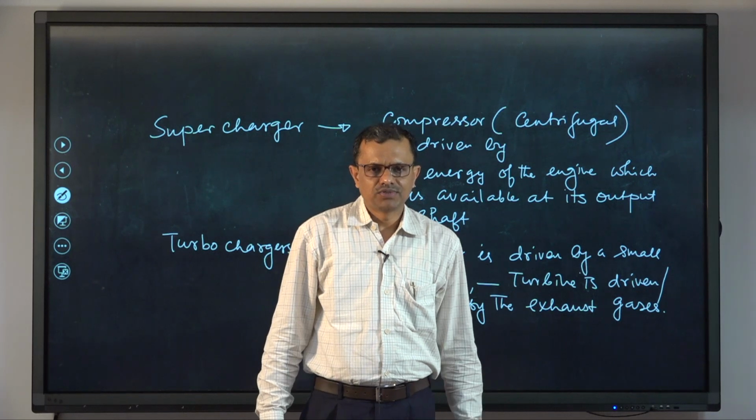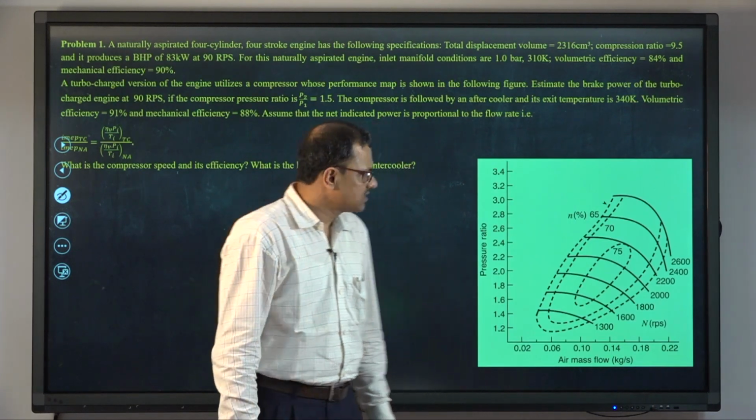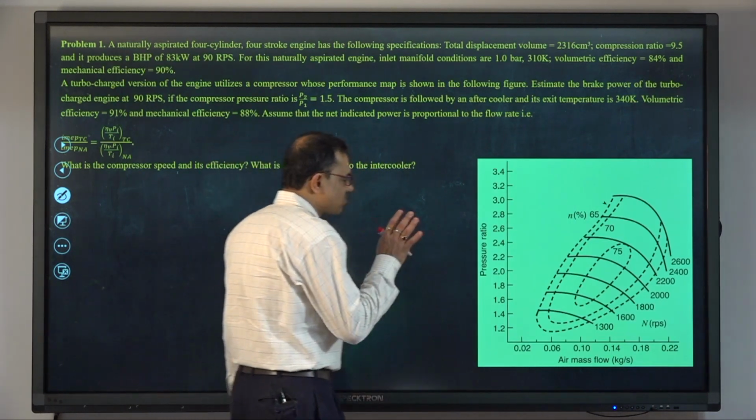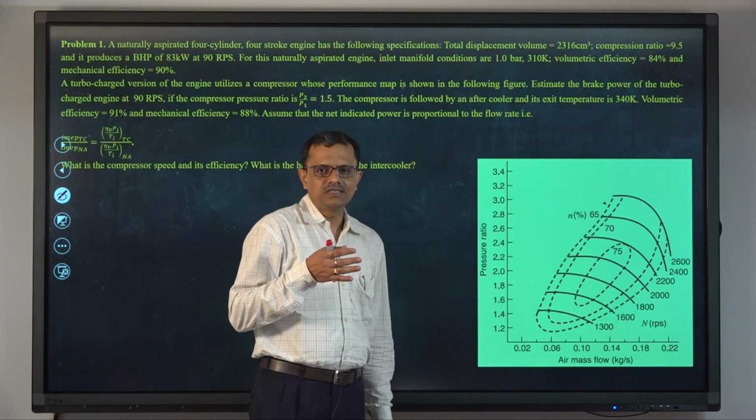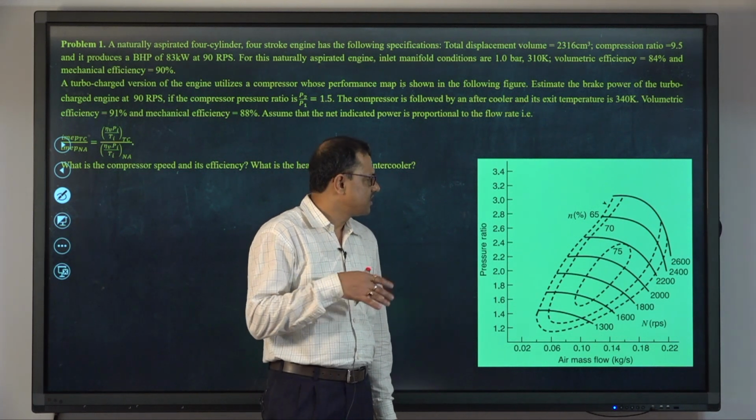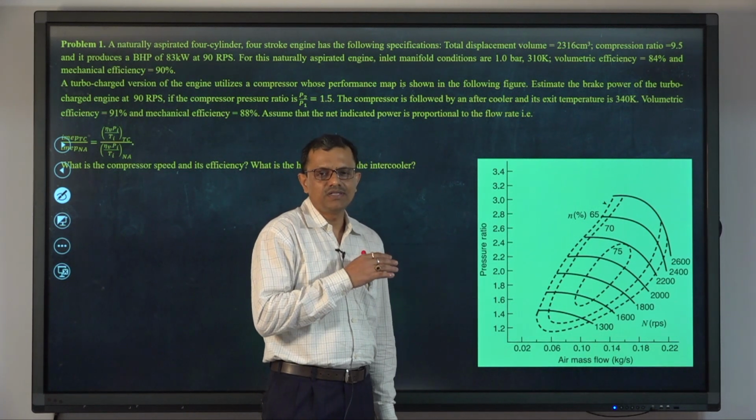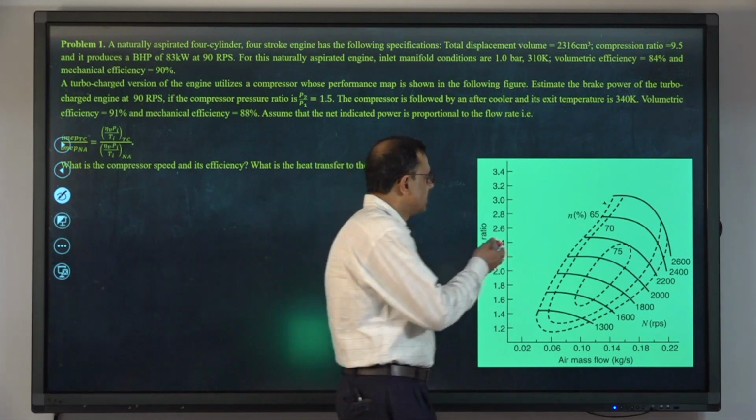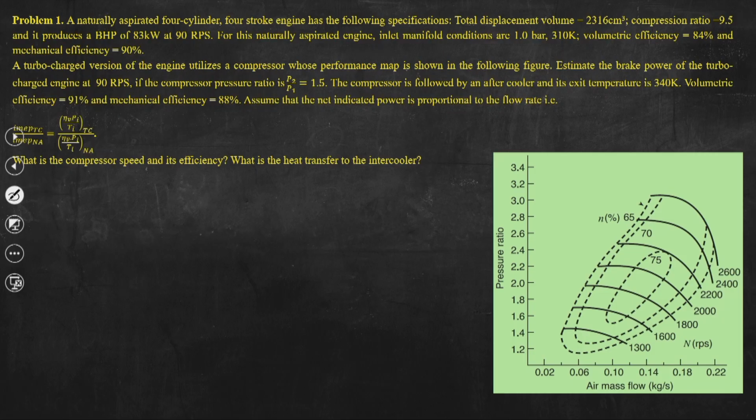So, now let us solve the numerical problem. As such we have solved one numerical problem on supercharger in our previous class, but today the sole objective of solving this problem is to get acquainted with the performance map. So, this is basically the performance map of the compressor. Okay. So, let me first read the problem statement.